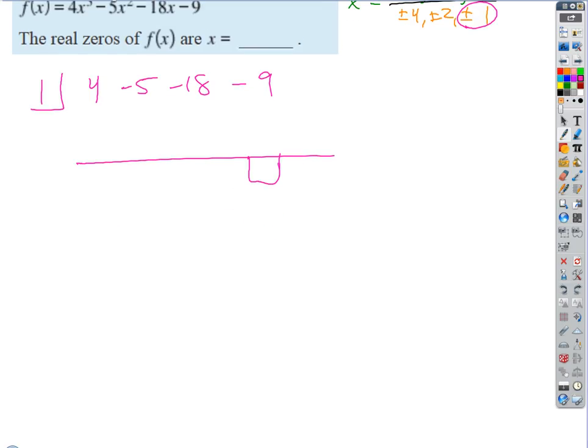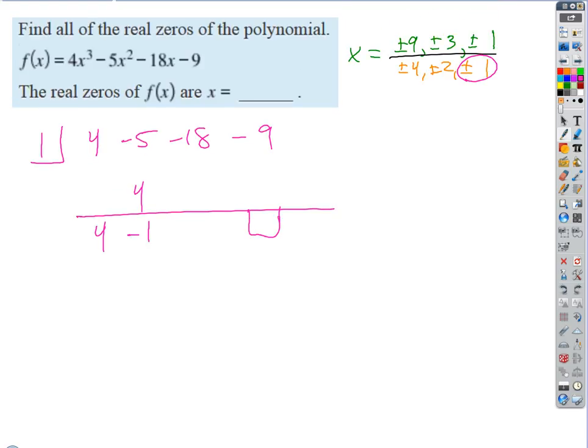So what do we get here? I bring the 4 down. 1 times 4 is 4, plus -5 is -1. This is not going to work, is it? You can already see it's not going to work. So we'll cross off +1. What could we try now? How about -1, right?